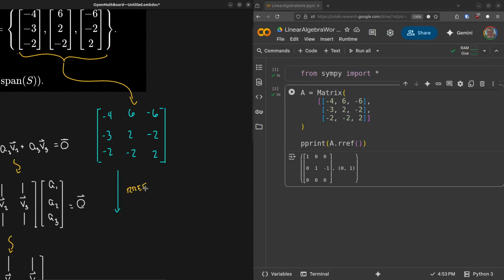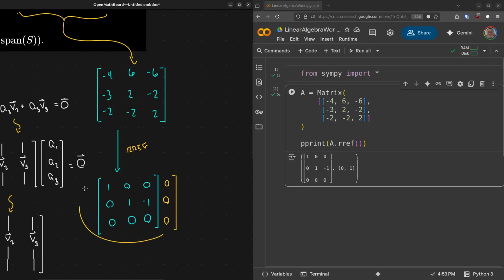Reduced row echelon form, we get the matrix 1, 0, 0, 0, 1, negative 1, 0, 0, 0. Okay? Now we want to see if that homogeneous equation, where the augmented part is all zeros, has just one solution or infinitely many solutions. So as we look at this, we should be able to pretty immediately see that we will have infinitely many solutions, because we have a column that does not have a leading one in it.